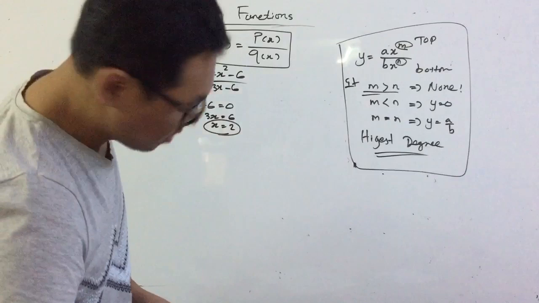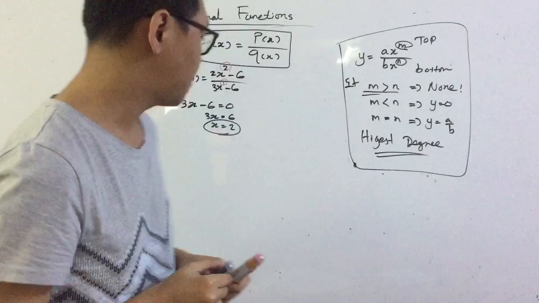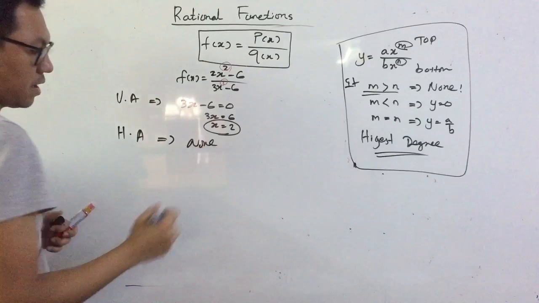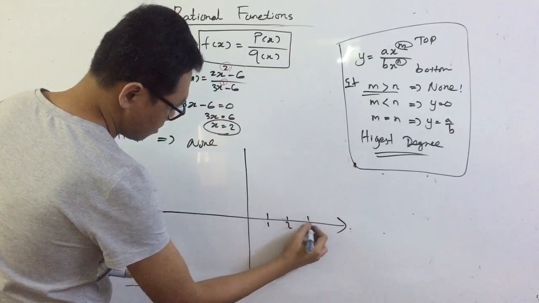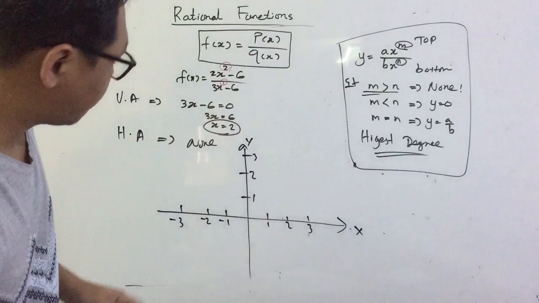In this case, let's see the horizontal asymptote. For the degrees, this degree is 1, right? So this degree, which is the top, is bigger, right? The top degree m is bigger than n. There is no horizontal asymptote. So the horizontal asymptote is none. Okay, now let's draw the graph. 1, 2, 3, -1, -2, -3. 1, 2, 3, x, y. Okay, so let's draw the vertical asymptote, which is x is equal to 2, which is here.